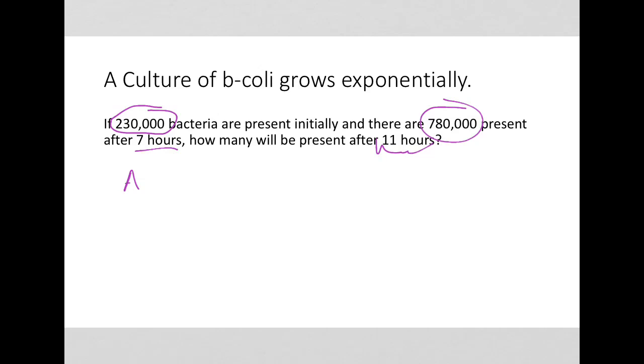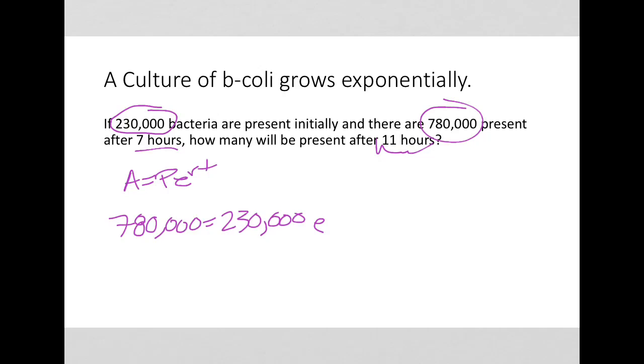So again, we're going to use our PERT or POKED equation, and we know that the current amount, or the amount after 7 hours, is 780,000. A lot of zeros there. And we know the principal amount was 230,000.